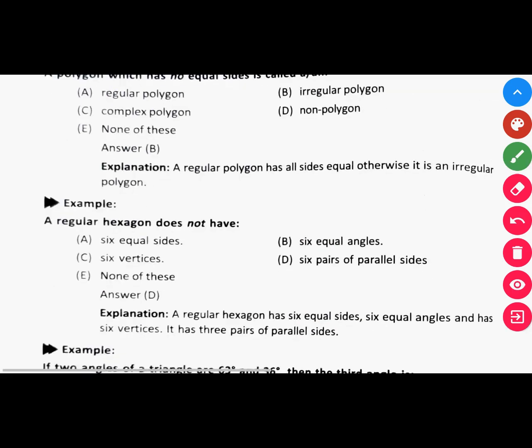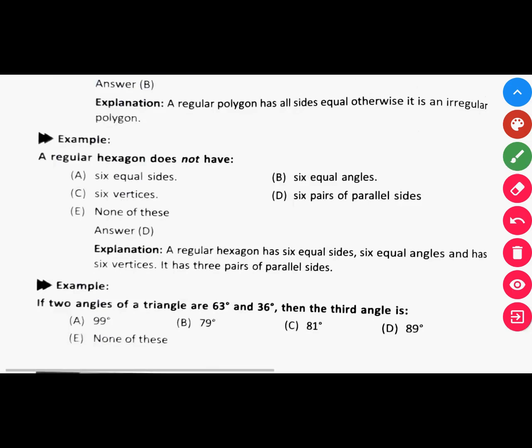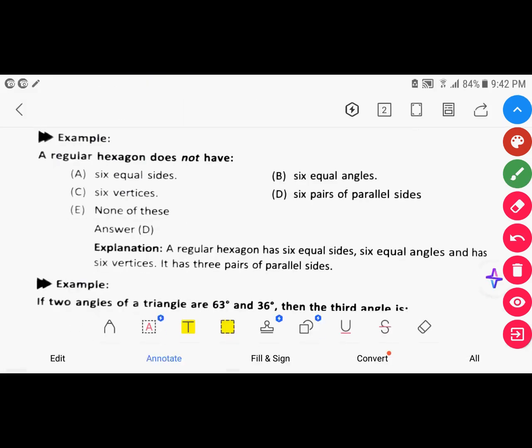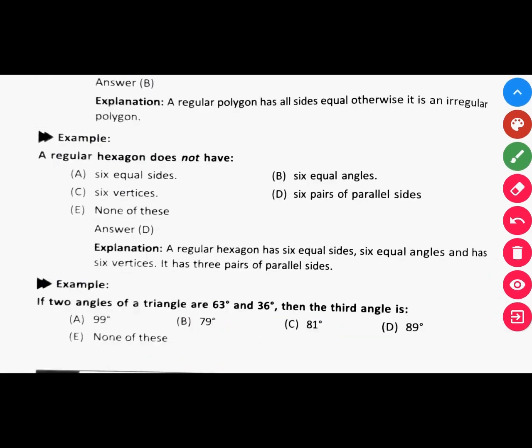Now the next example is, if two angles of a triangle are 63 and 36 degrees, the third angle we have to find. I already gave an idea about how to find it. First add these two angles, then subtract the addition from 180 degrees. Now suppose this is angle A, this is angle B, and this is angle C. Now we have to find angle C.